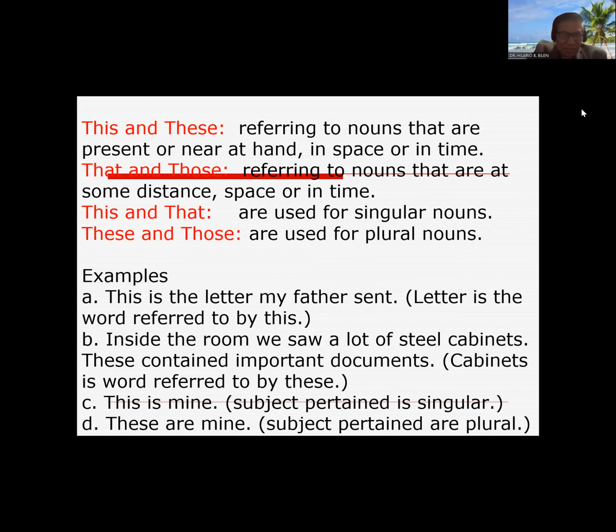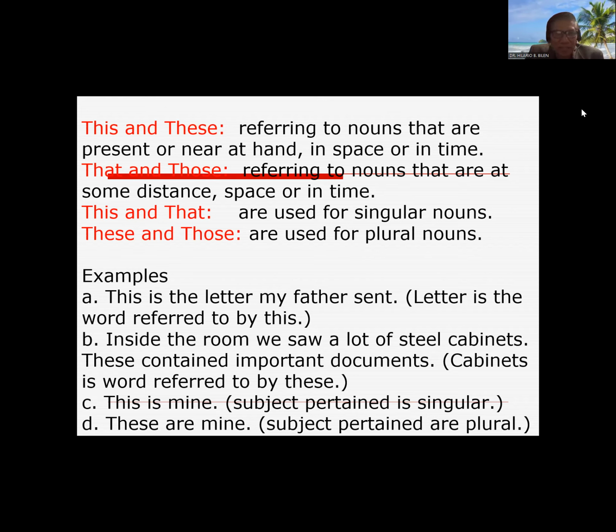Example of this: This is the letter my father sent. This is the letter my father sent. Whom are you referring to? The letter. Another example: inside the room, we saw a lot of steel cabinets. These contain important documents. So what you are referring to by using these, you are referring to the cabinets.